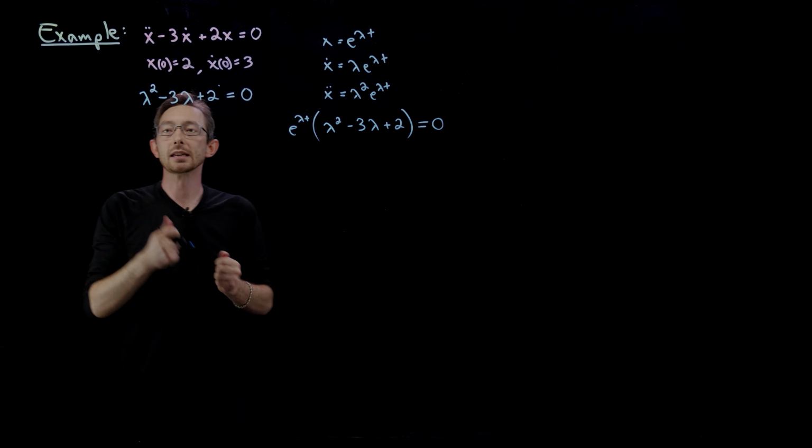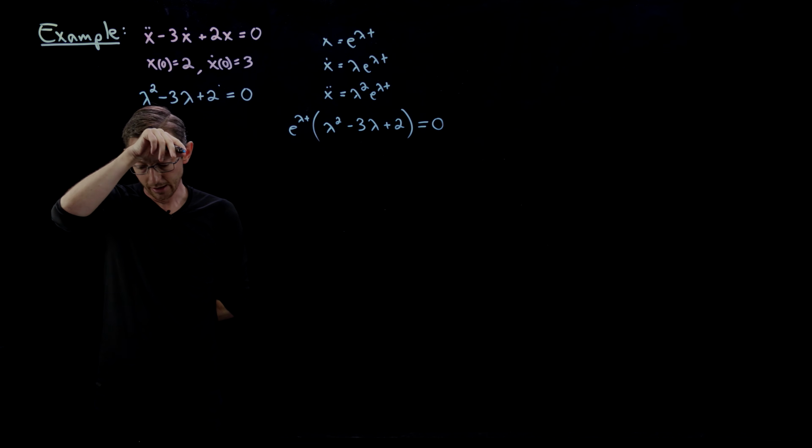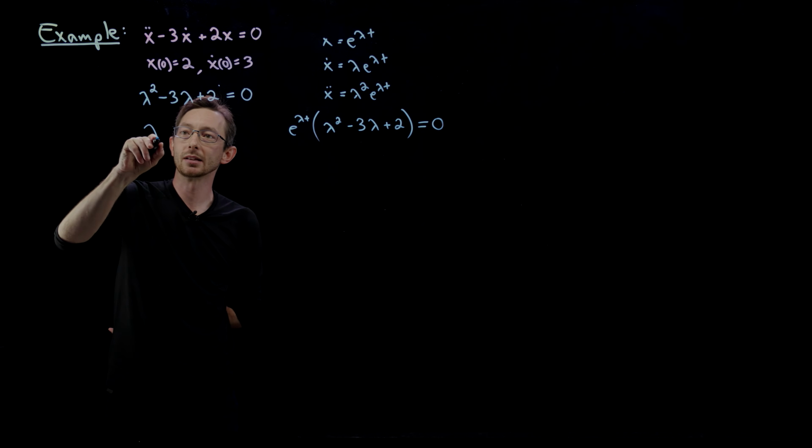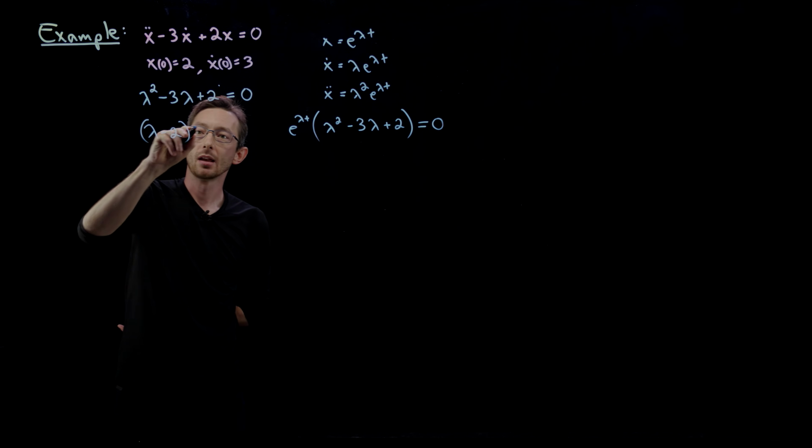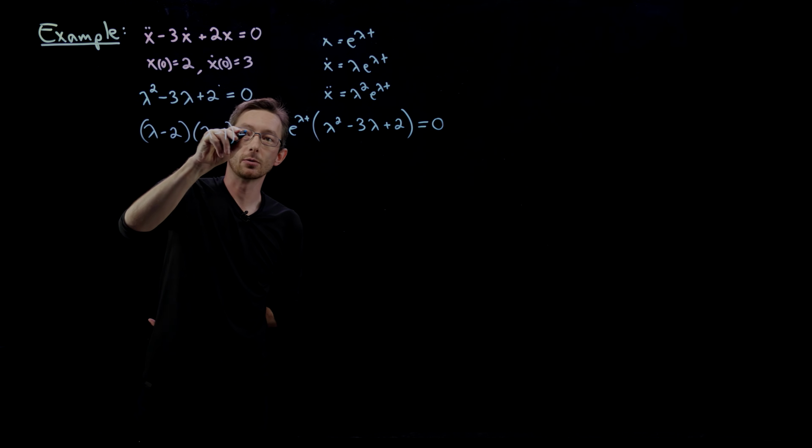And so we can solve this thing really easily. Let's make sure I don't botch this. So this is lambda minus 2 times lambda minus 1 equals 0.